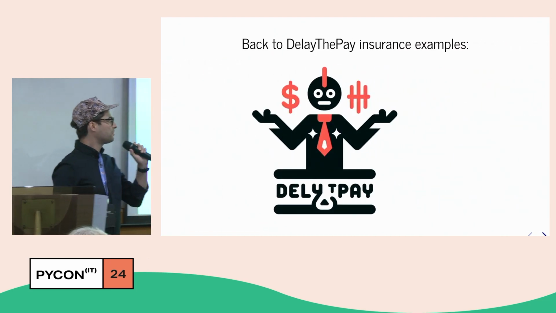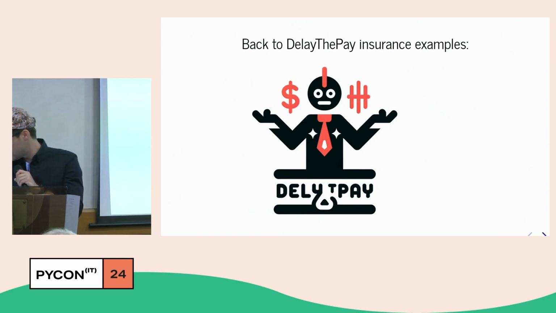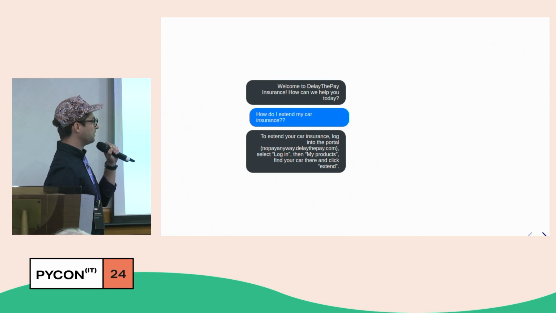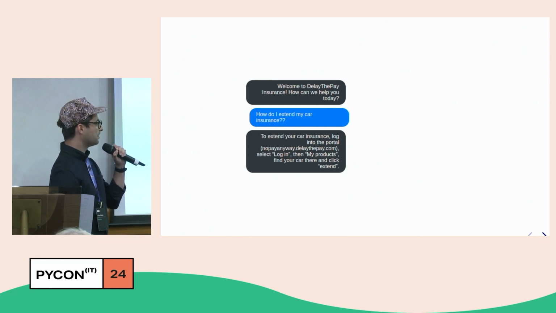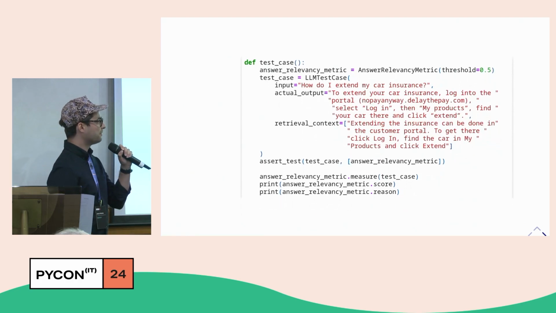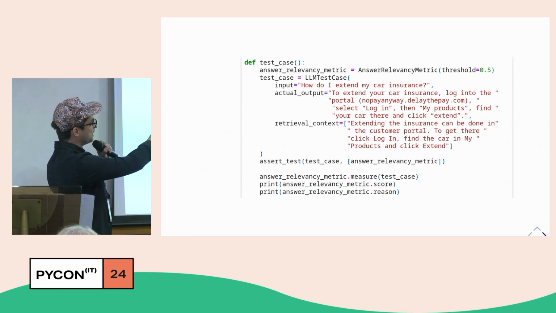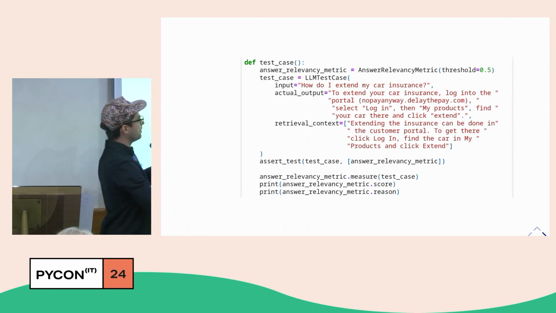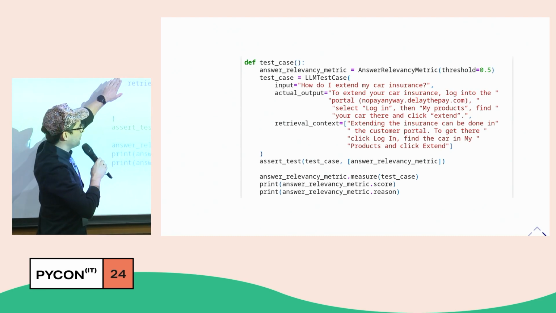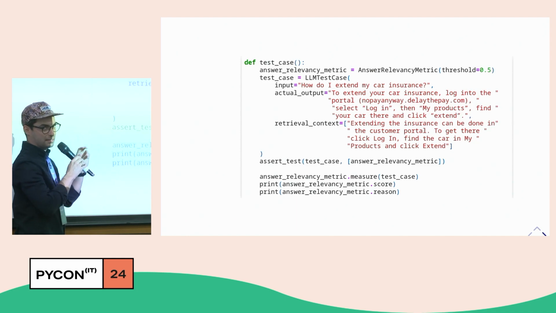So let's try to use it against our chatbot from Delay the Pay. So that was the first screenshot, something that we all decided is a reasonable answer. This is a simplified test case. So again, it's just defining a metric, the 3 strings. This would be our test data. This is the actual output coming from the product, and this is the expectation. And then we just run the test.